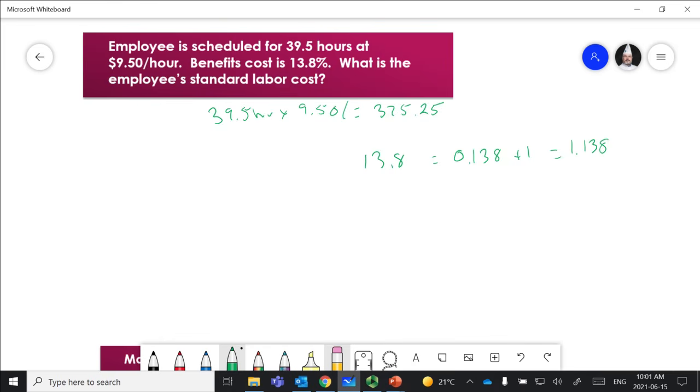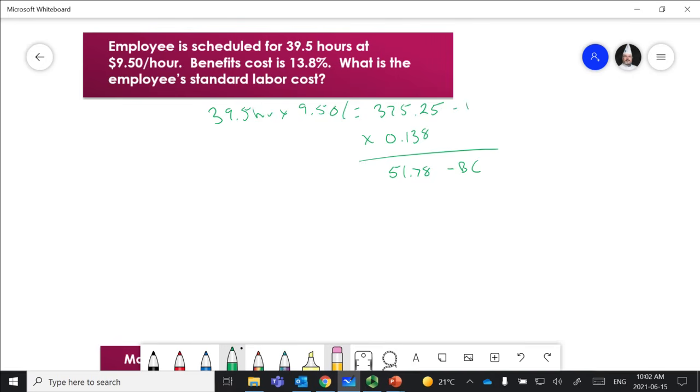And when you get into profit loss statements, you're going to want to know what portion of your labor cost was benefits. So what I like to recommend is, for calculating this, we take our 375.25 and we multiply times our percentage as a decimal to get what our actual benefit cost dollar is. 375.25 times 0.138 gives us a benefits cost of $51.78.